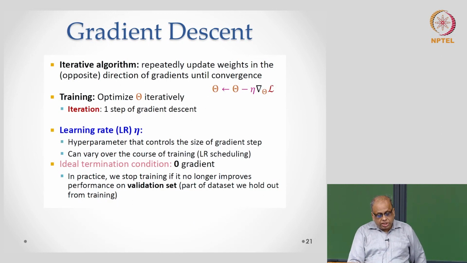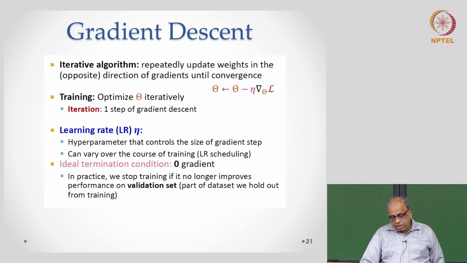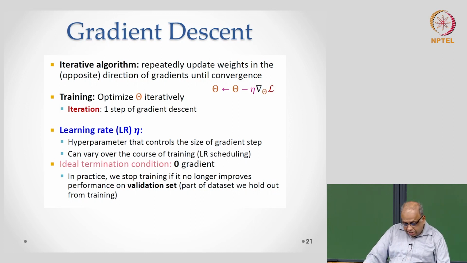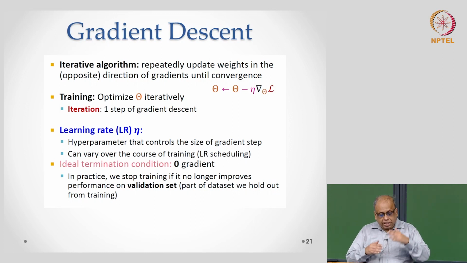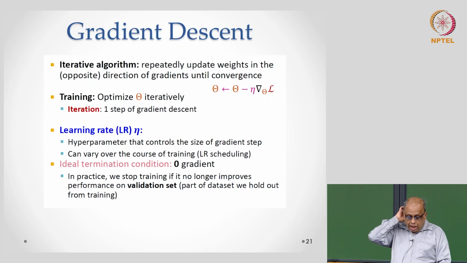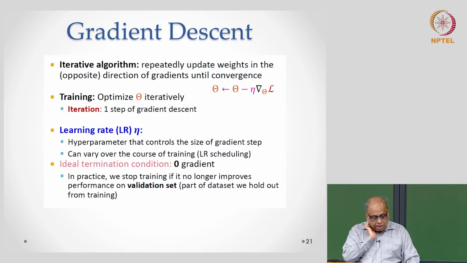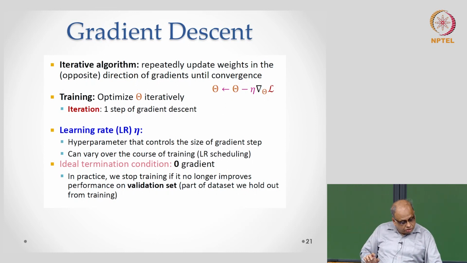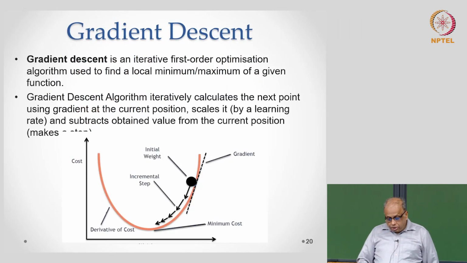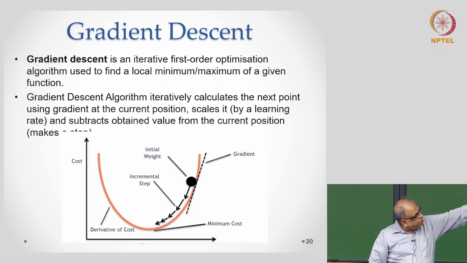So it is an iterative algorithm that repeatedly updates the weights in the opposite direction of the gradient. What you will try to do is adjust the weights so that your loss function decreases and you come down. Another important parameter is the learning rate. Suppose you are at the initial weight and then you see these arrows. Those arrows determine how much you should adjust the weight to come down.